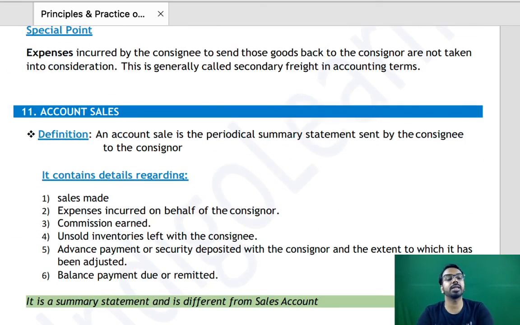Then account sales are given by the consignee to the consignor. These account sales are nothing but a summary of total sales made, a summary of all the expenses incurred, a summary of the commission, bad debts, inventory, everything is given as a part of account sales, and the consignor will pass entries in the books of accounts only when he or she receives account sales.